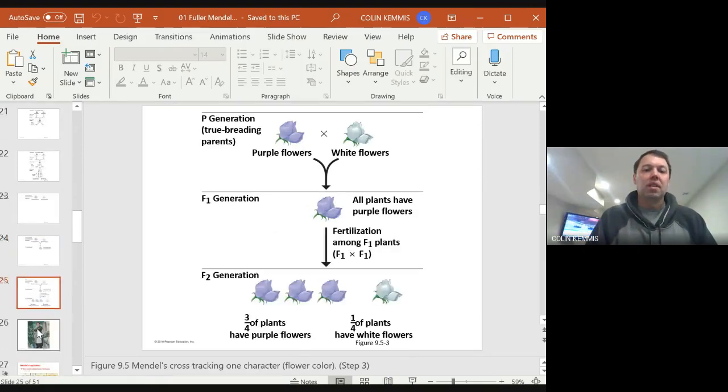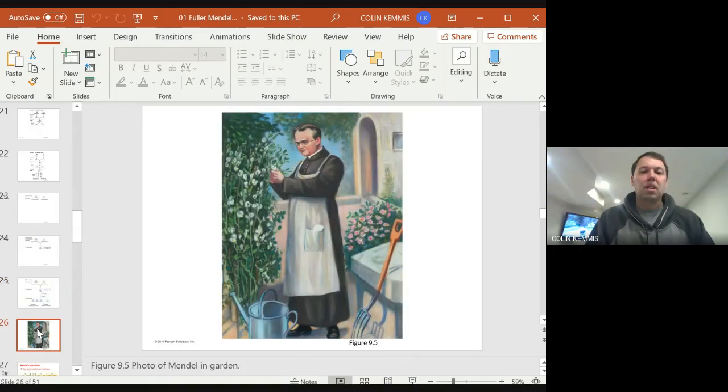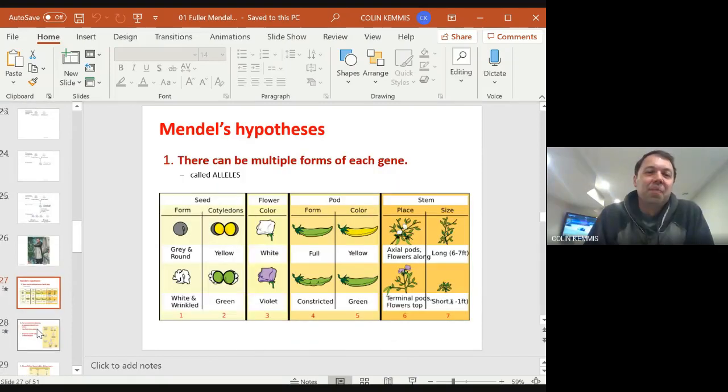Here it is again. You can see it just in a picture form. Here's Gregor Mendel in his garden. He's looking like he's working really hard there. He grew a lot of peas. All right, so should we go through the monohybrid crosses?